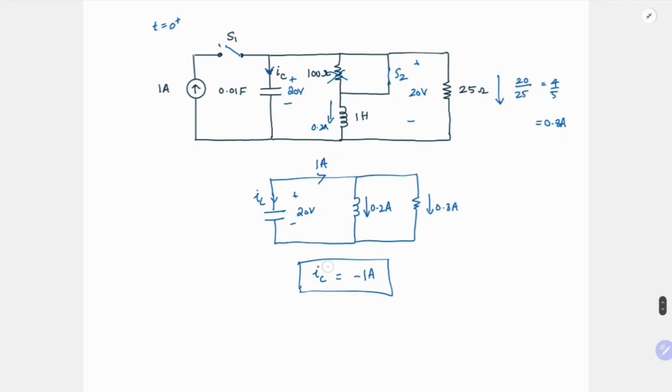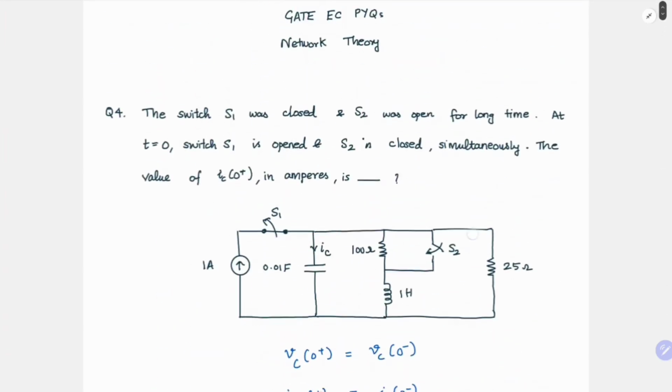So this is your answer. Your IC of 0 plus is equal to minus 1 ampere.